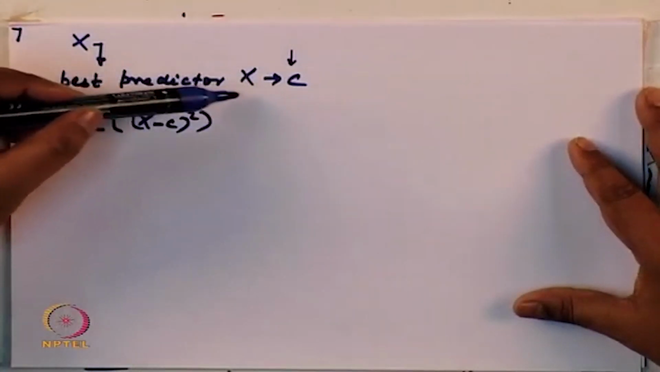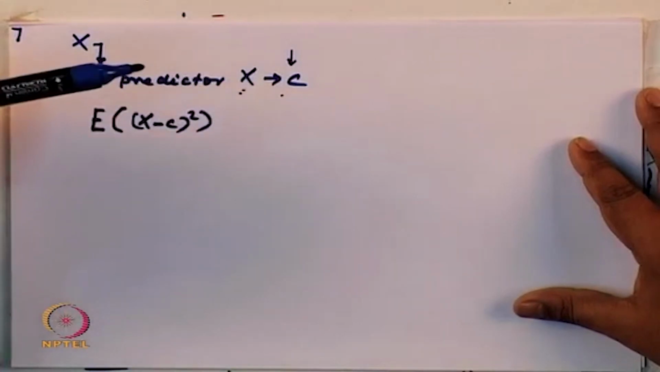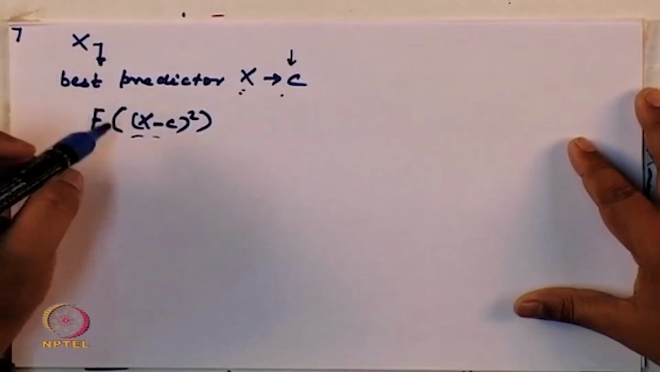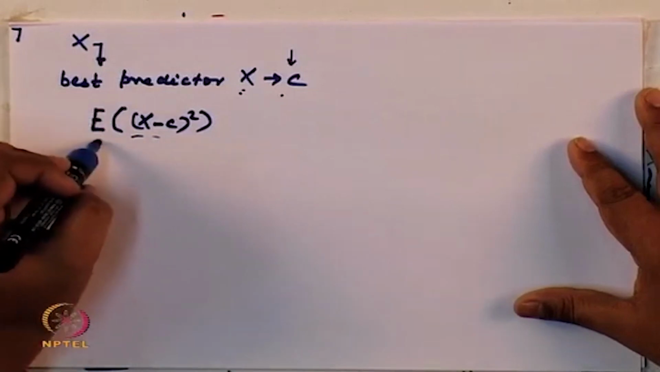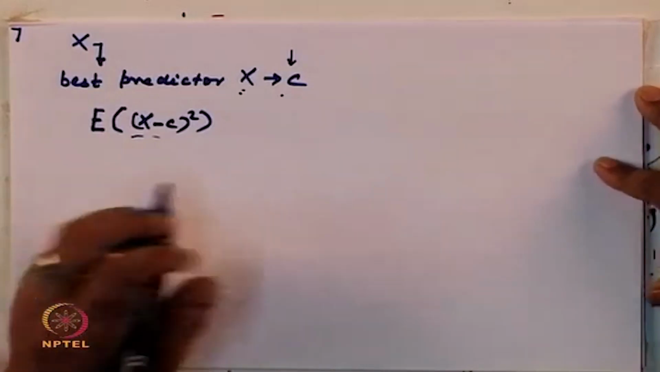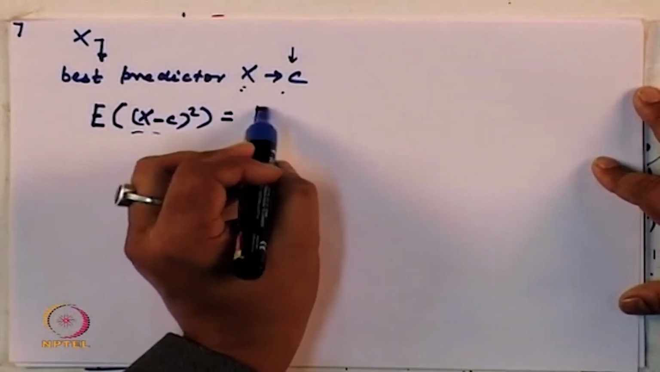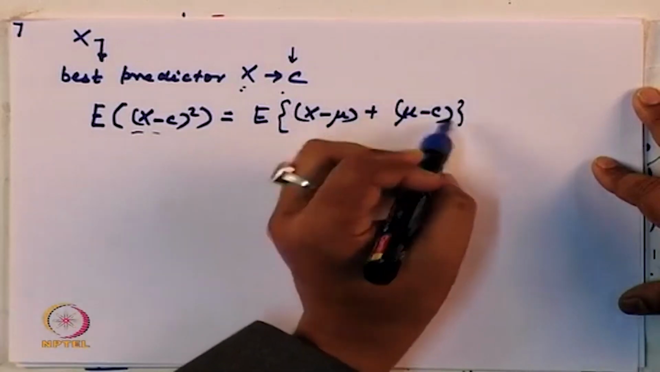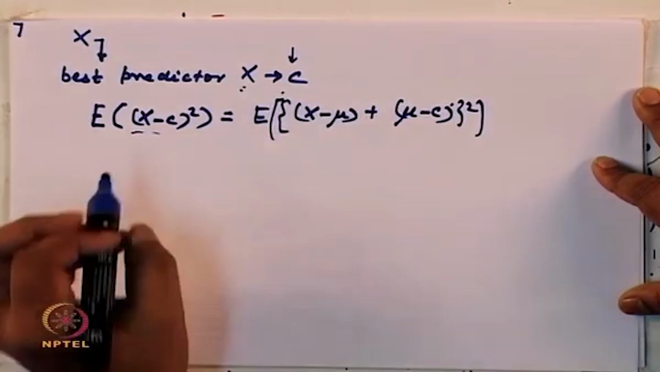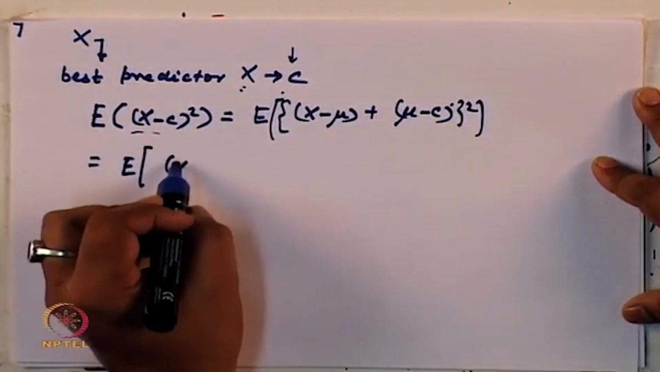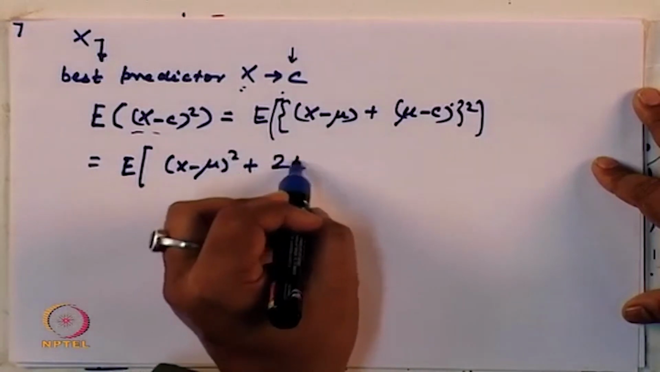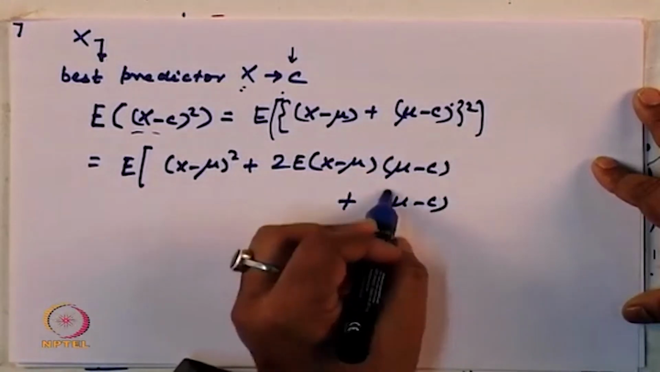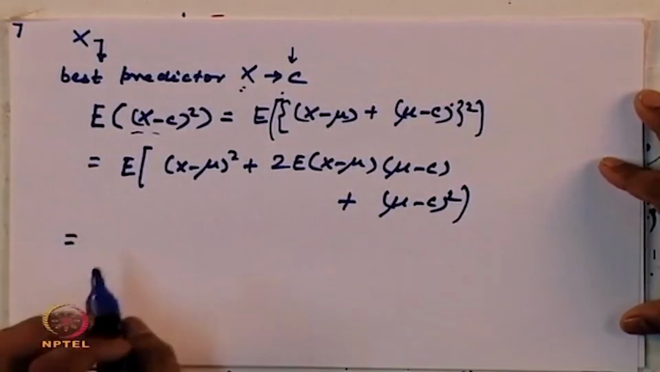What should we do? We should minimize the difference between the value of x and the prediction. In other words, you want to minimize (x minus c) whole square. So the best predictor is what will give you the lowest expected value of (x minus c) whole square. So I can write down E of (x minus c) whole square and expand that.